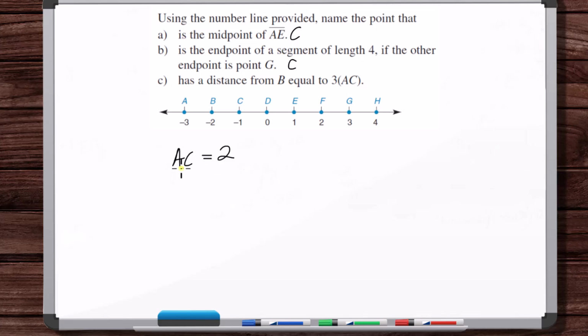All right, now we've got the length of AC, but what is 3 times AC? Well, that's 3 times 2, so 6. Name the point that has a distance from B equal to 3 times AC. So that's 6. Let's see, 1, 2, 3, 4, 5, 6. So H.